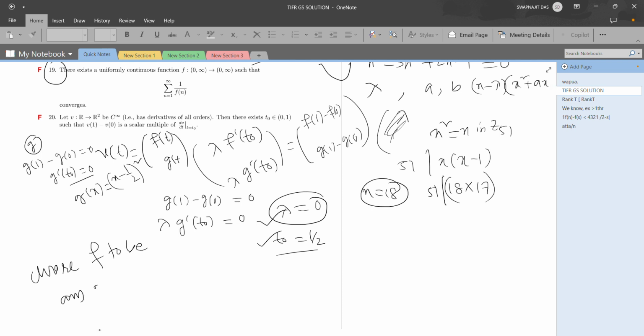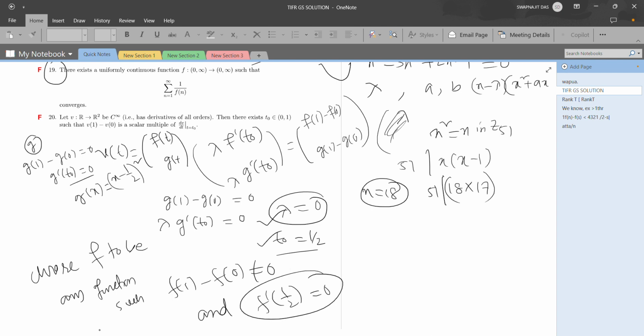Now choose f to be any function such that f(1) minus f(0) is non-zero and f prime of half is 0. This kind of function you can easily choose, right? Geometrically, say this is half, this is 1, this is 0, and you can take some function like this. I will not give an example; please try to think and comment.